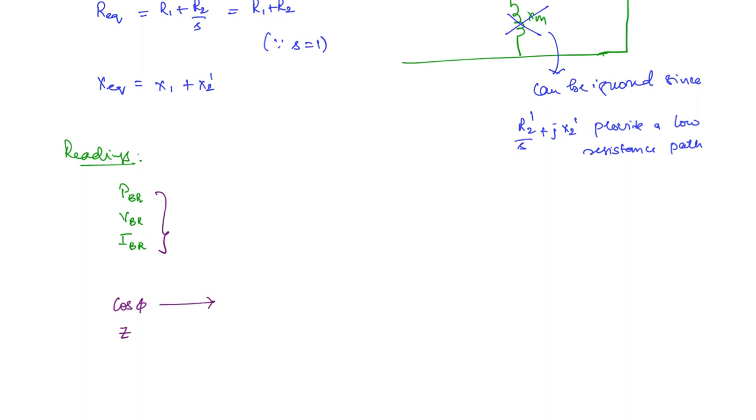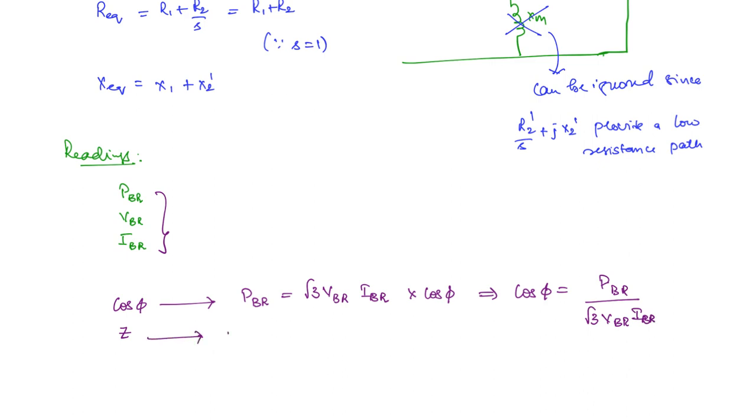How to get it? The power PBR will be equal to √3 times the line voltage VBR and the line current, which is the same as the phase current in a star circuit, into the power factor cos phi. So this will give you the power factor as the power reading divided by √3 into VBR IBR. What about impedance? This will be equal to the ratio of the voltage and the current reading. So this will be the impedance value.